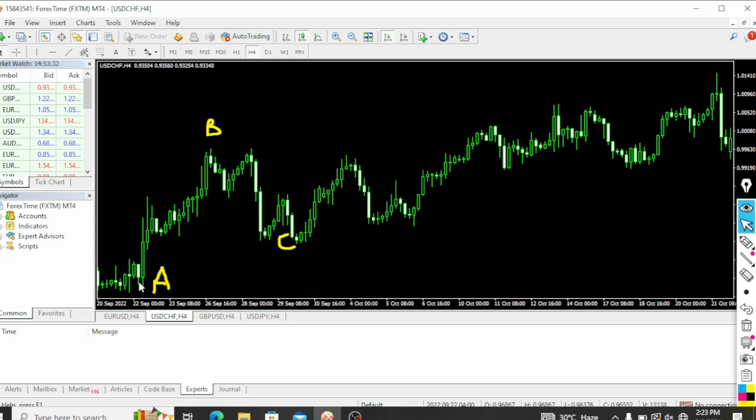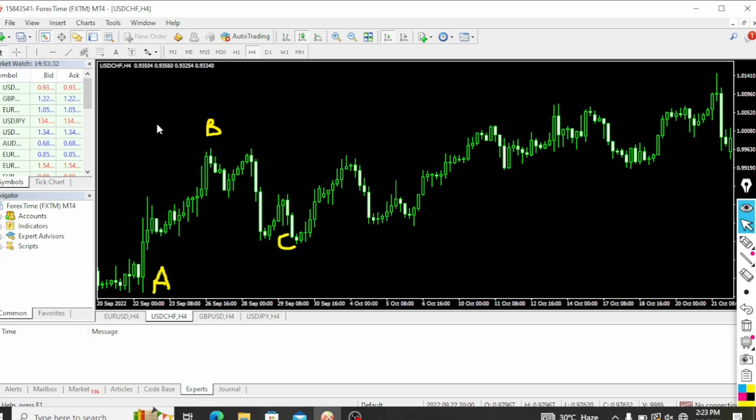From this example we have here, the beginning of this impulse wave is A. And the end of this impulse wave we are looking at is B. And C is the correction. Alright, C is the end of the correction.